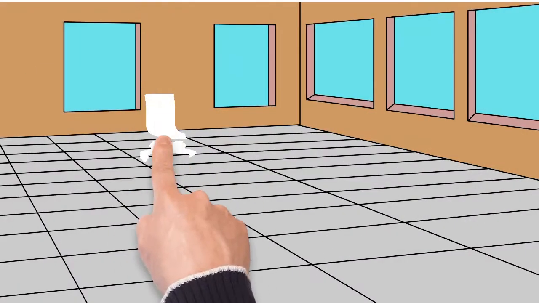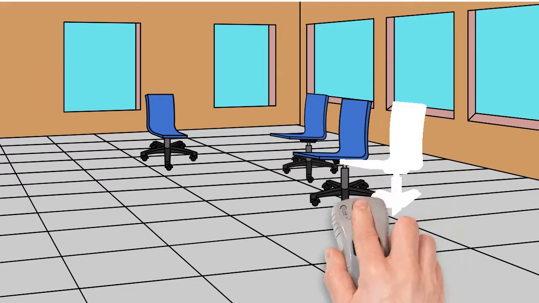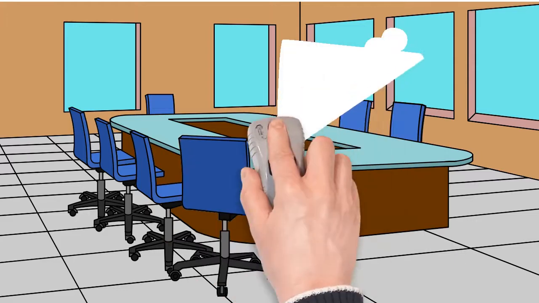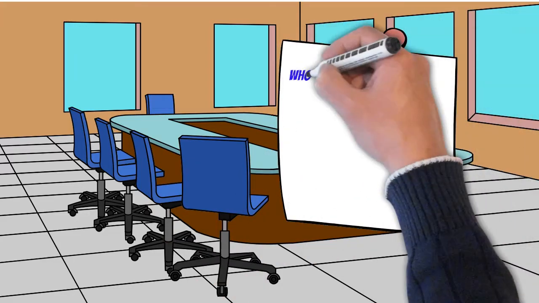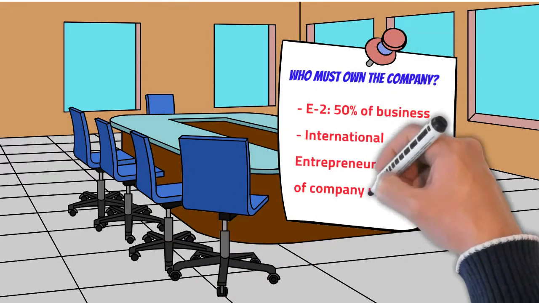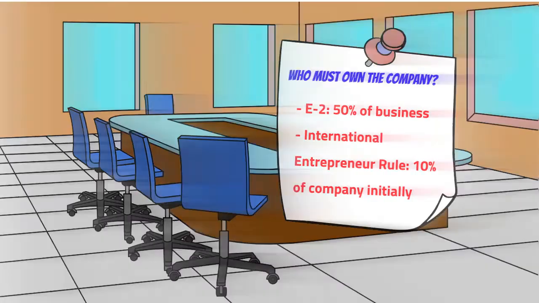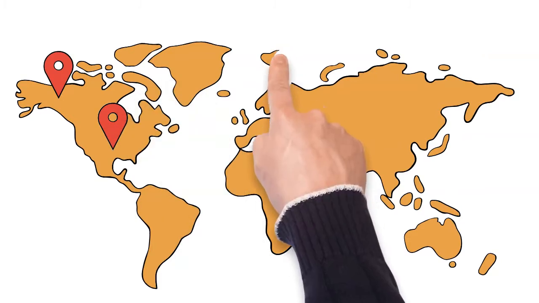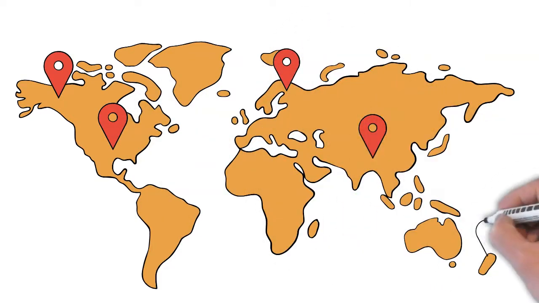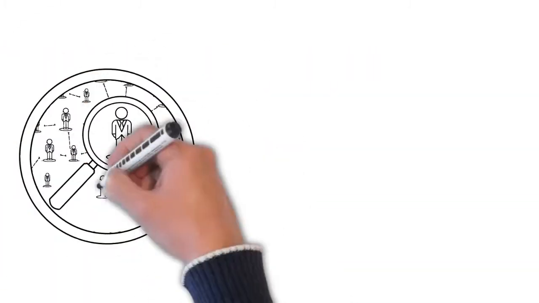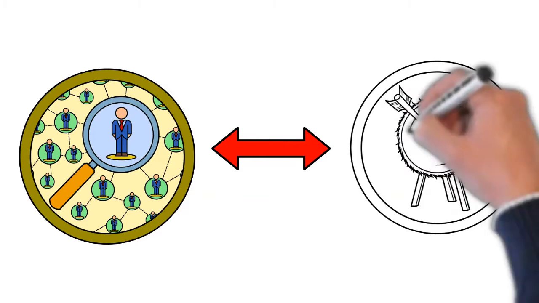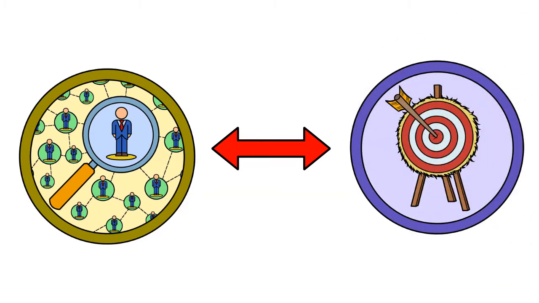Who must own the company? For the E-2, nationals of the treaty country must own at least 50% of the business. Entrepreneurs of the International Entrepreneur Rule must own at least 10% of the company initially. Is there a nationality requirement? For the E-2 visa, yes. However, not for the International Entrepreneur Rule. Does the entrepreneur have to have an active role? For both the E-2 visa and International Entrepreneur Rule, yes.